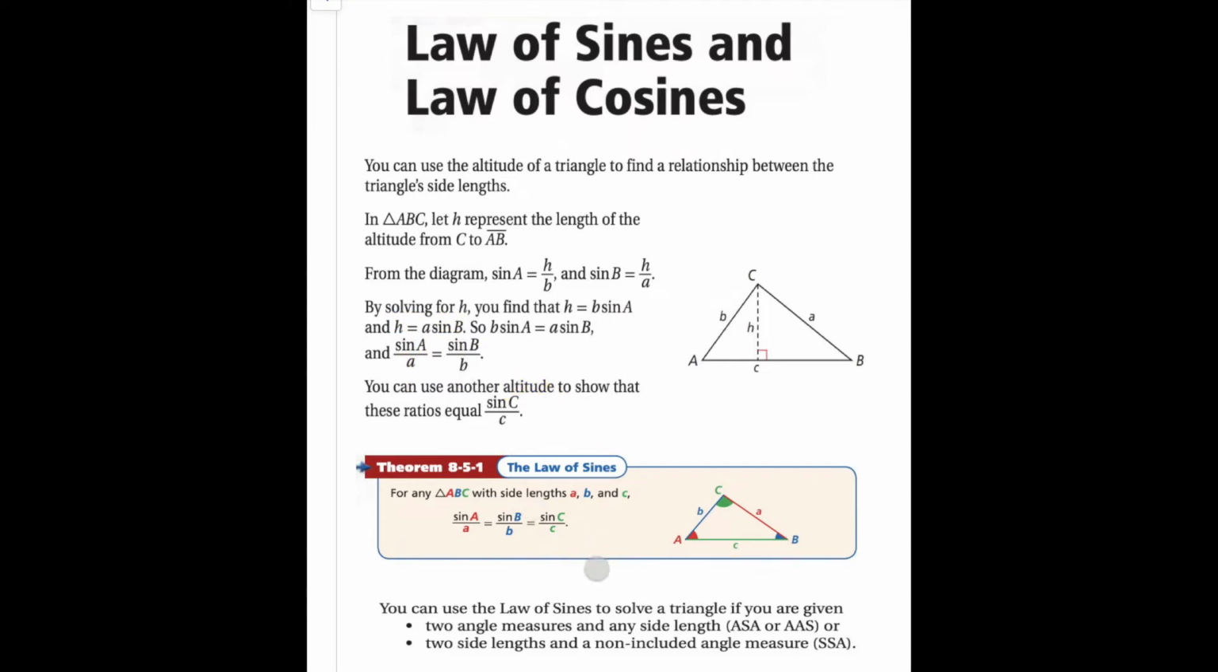So I hope you understand law of sines and law of cosines. Now we are going to see what if they give you two sides and an included angle. What can we do to figure out the unknown measures of a triangle?